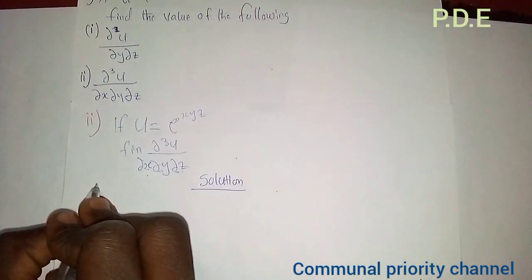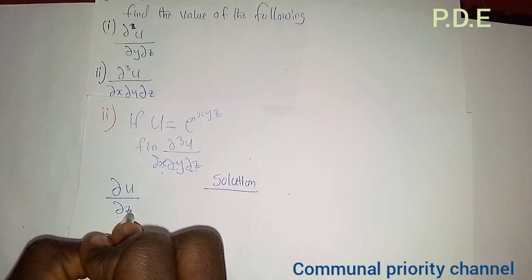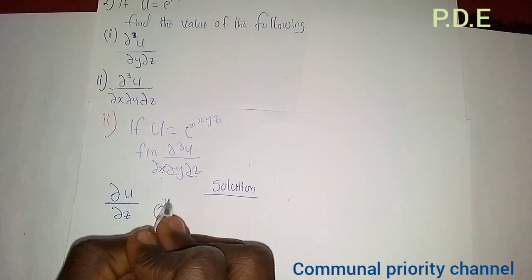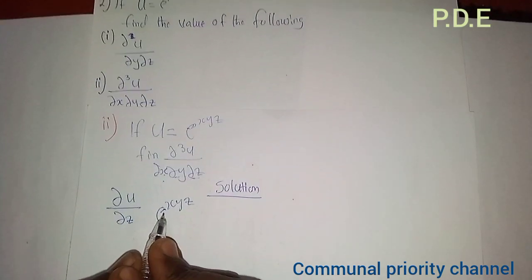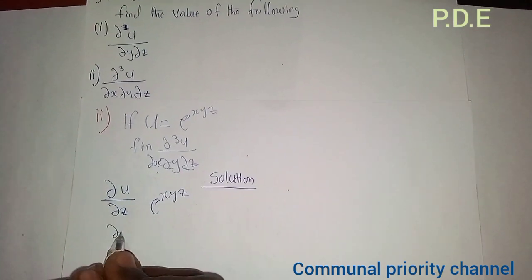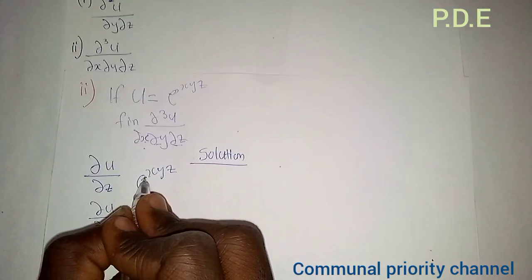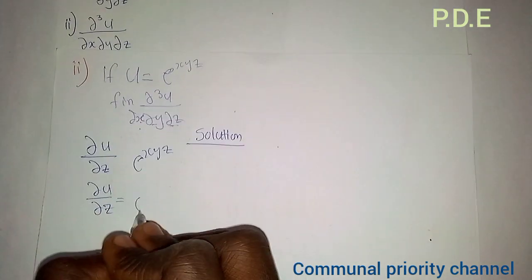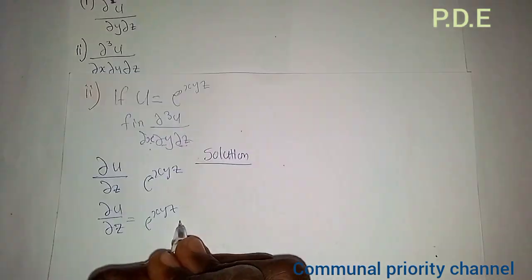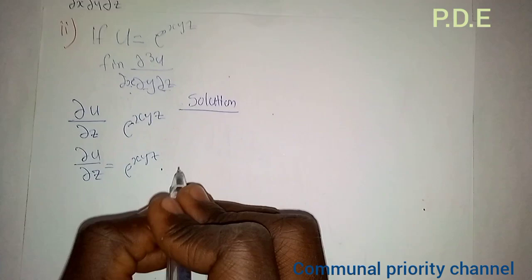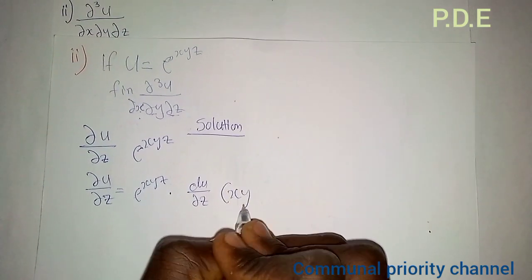Now, first of all, we're going to differentiate our u in respect to z, as we did in the previous one. Of what? Of exponential xyz. The differentiation of u in respect to z of exponential xyz will be du over dz equal to what? First of all, we differentiate the exponential, which gives exponential xyz, then multiply by the differentiation of xyz, which will be what? Du over dz of xyz.